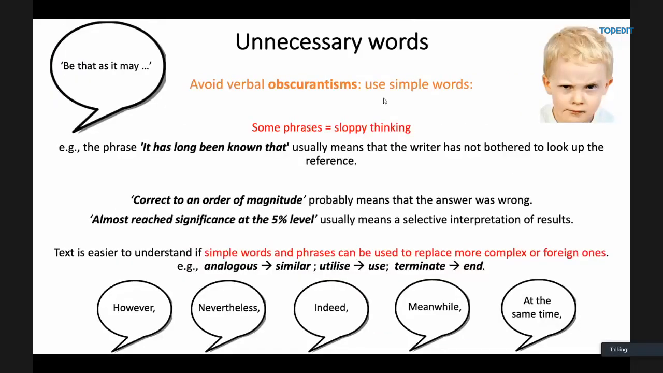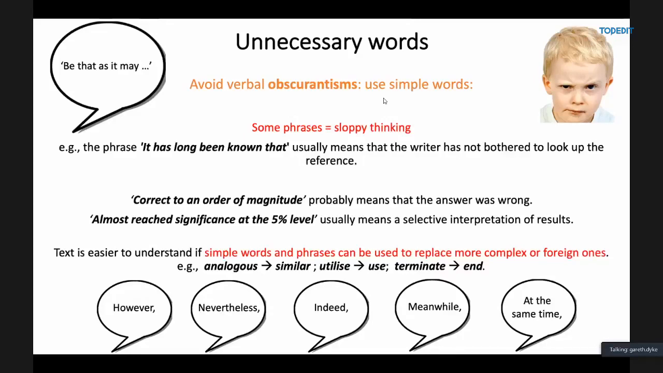This is my personal favorite language problem that we get when we're editing documents. It is the use of what are called verbal obscurantisms, obscure words. Be simple, as we've talked about before. Keep it simple in your writing, because phrases like this actually give the reader the impression that you don't really know what you're talking about. Very common ones are seen here on this slide.